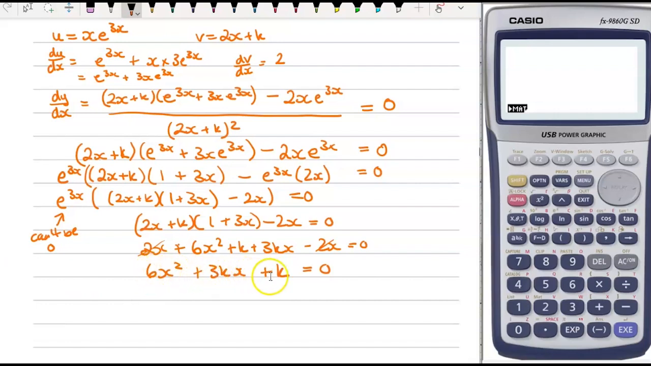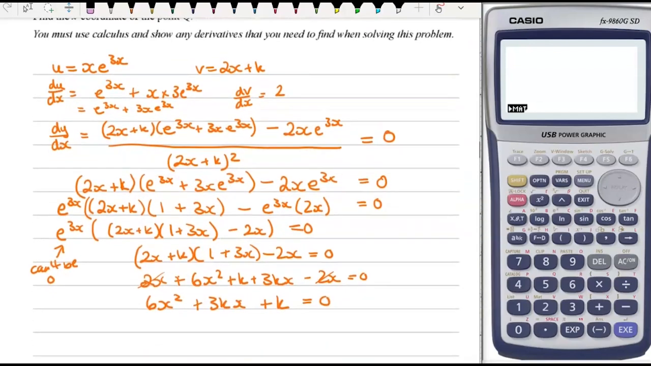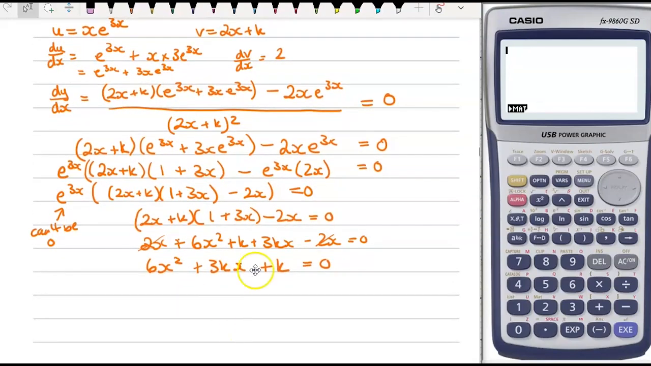Now with this quadratic, it's tempting to want to dive straight into solving it, but we need to work out what k can be first, and you were given a clue to doing that by being told this bit here, it has a single turning point. So remembering down here that what we're trying to do is find where that turning point is. We set this equal to 0 to do that, and if there's only one turning point, there can only be one solution to this equation here, which means that the discriminant would be equal to 0.